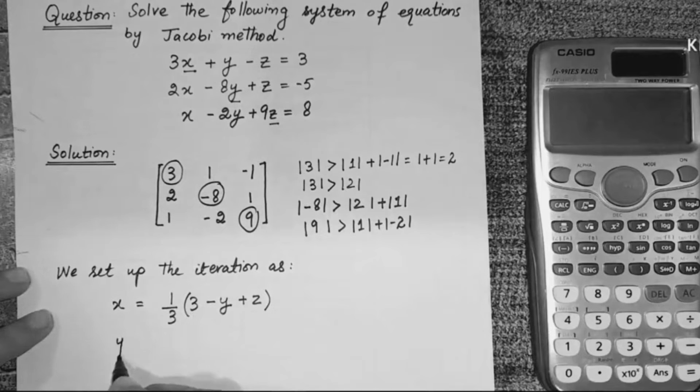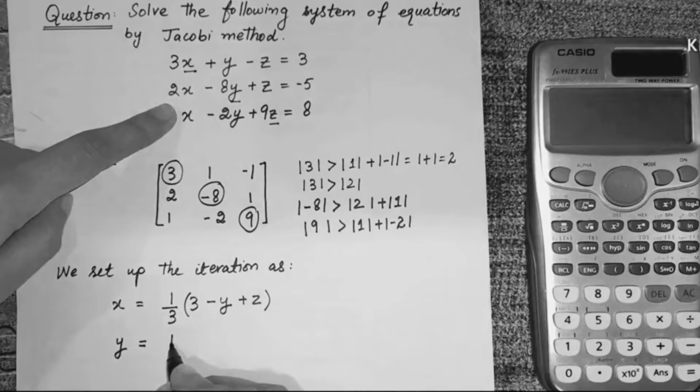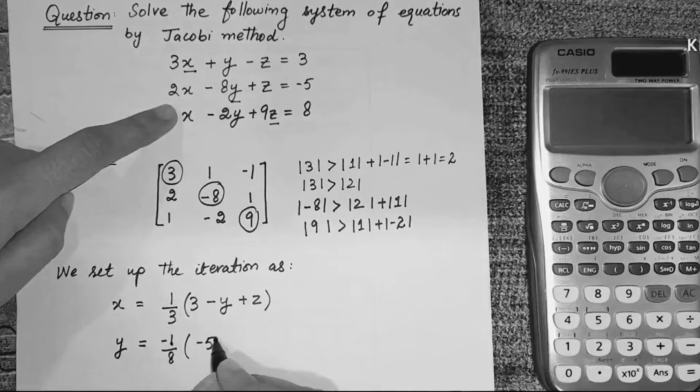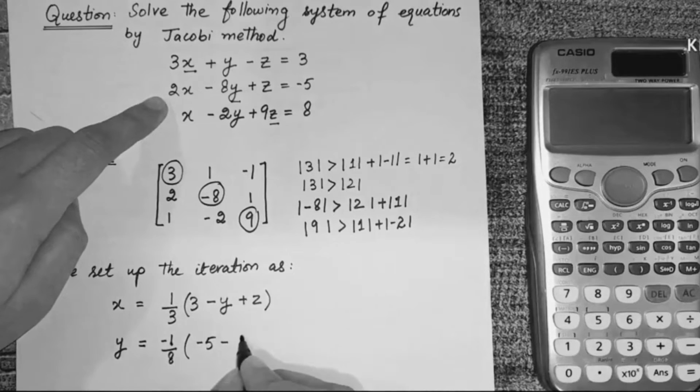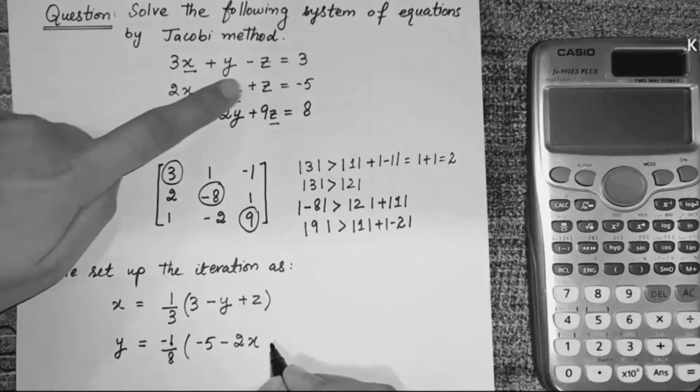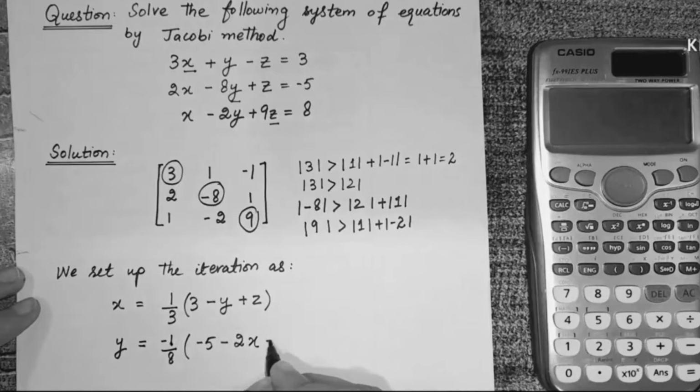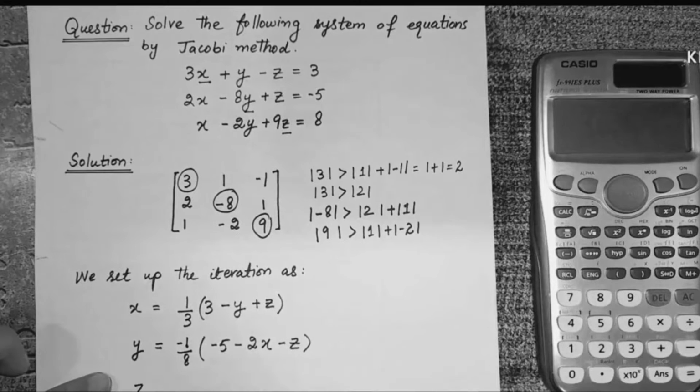So let's write y. y is equal to -1 over 8 times negative 5, then minus 2x plus z. On the other side, z will become negative z. So z would be 1 over 9 times 8, negative x plus 2y.